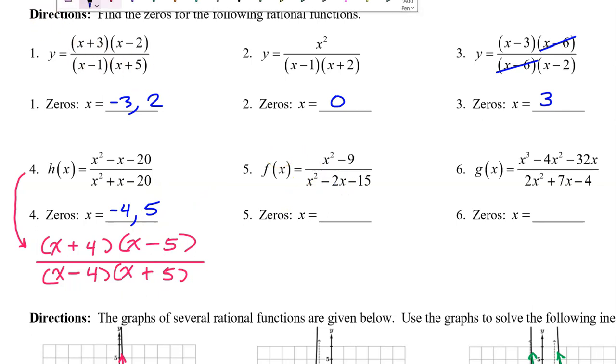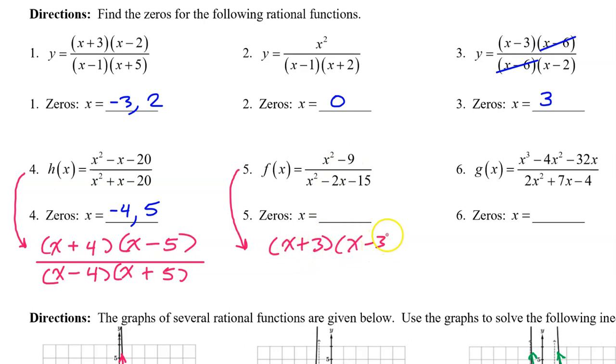For number 5, let's again factor the numerator and the denominator. X squared minus 9 is the difference of two squares. This factors as x plus 3 times x minus 3. What about the denominator? This is going to factor as a binomial times a binomial. X squared is x times x. 15 is probably going to factor as 3 times 5. To get a middle of -2, I need a +3 and a -5.